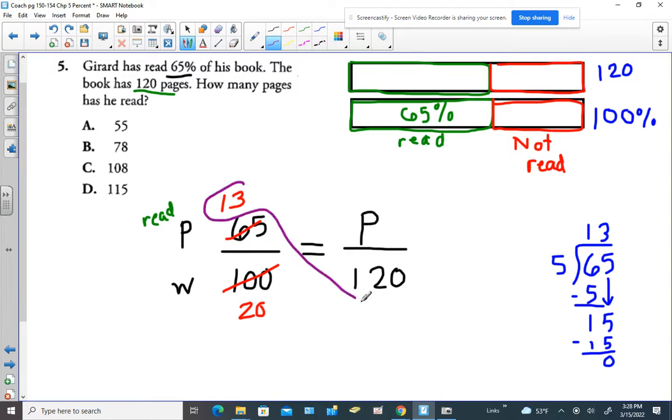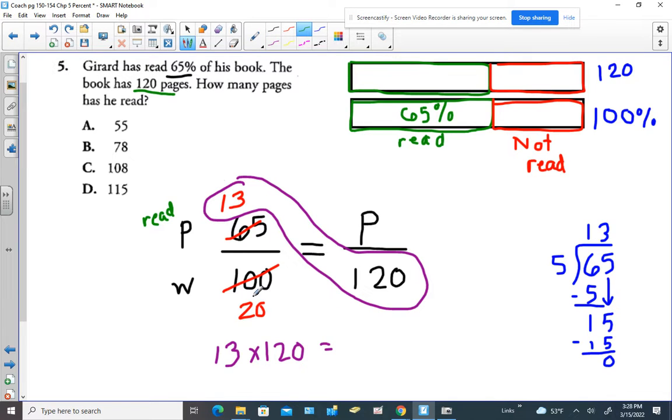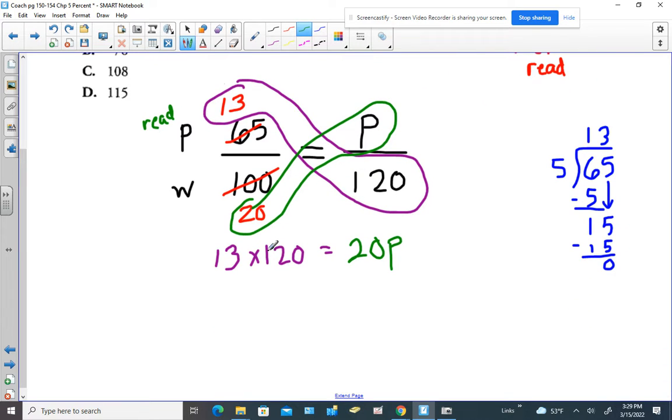So if we use the red numbers, then that means we'd be multiplying 13 times 120. We'd find out what that is. And then the other cross product going the other way is this number times p. So that's 20 times p. Now, I just want to remind you that if we had not simplified this, that would have been perfectly fine. We would have done, instead of putting 13 times 120, we would have written 65 times 120. And instead of writing 20 times p, we could have written 100 times p. All right, but let's press on with the reduced version of it.